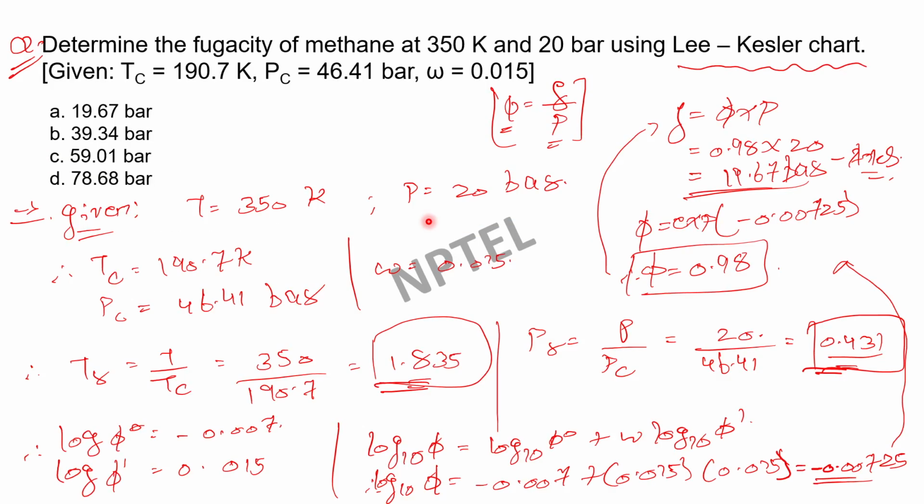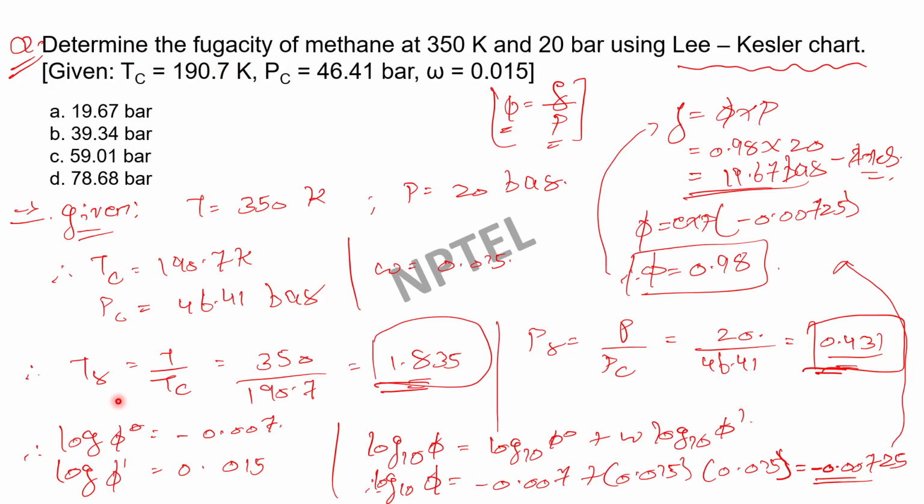Now this question is: determine the fugacity of methane at 350 Kelvin and 25 bar using the Lee-Kesler chart, given the critical temperature, critical pressure and acentric factor omega. We know that the fugacity coefficient is given by the fugacity of the component to its pressure, and fugacity can be found using the fugacity coefficient. We need to find the fugacity, given the temperature and pressure, and the critical temperature and critical pressure.